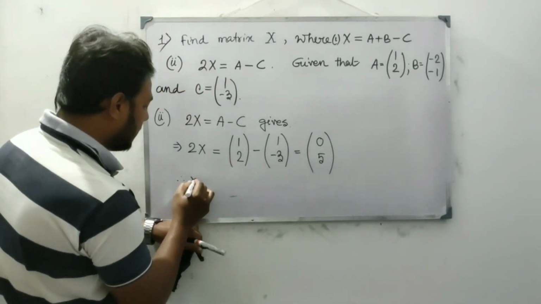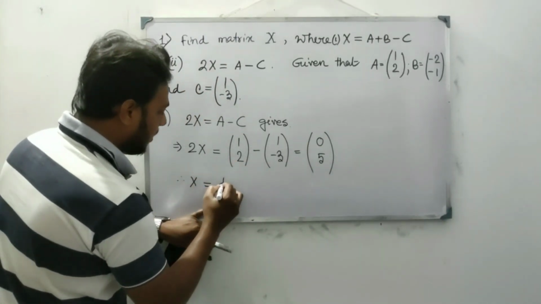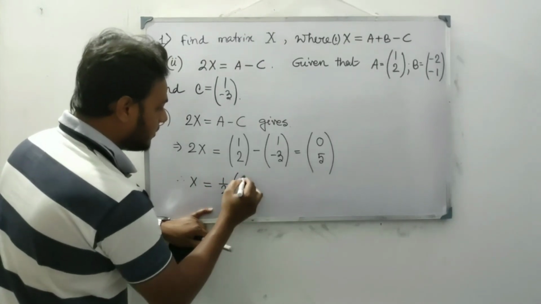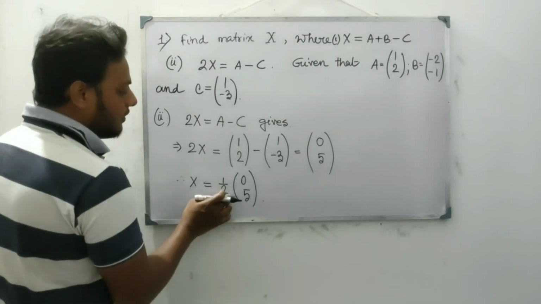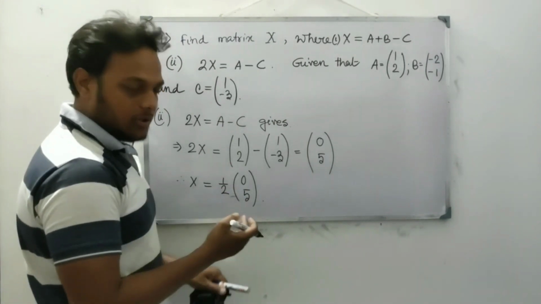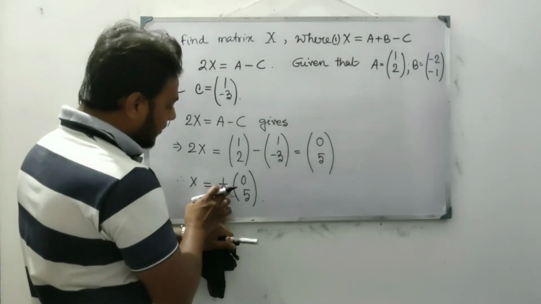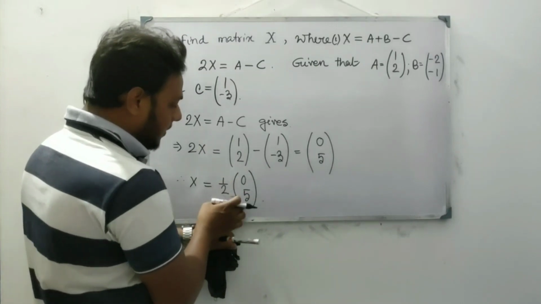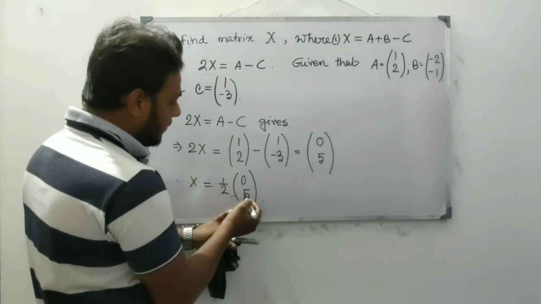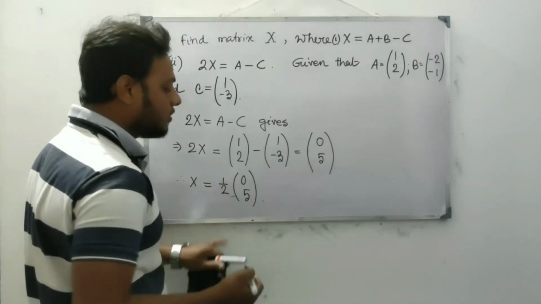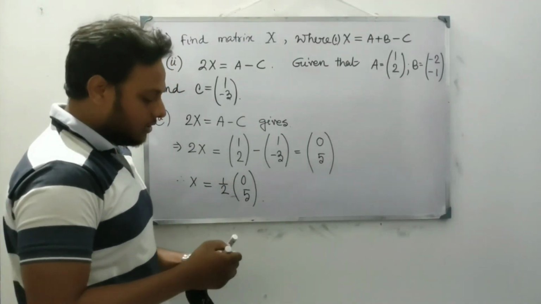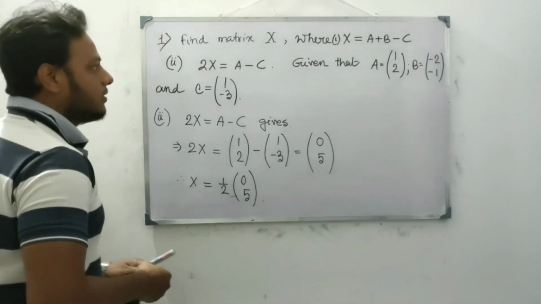Therefore X will be, we have to divide by 2. So 1 by 2 into 0, 5. Okay, since division is not possible here, meaning we can divide by 2 each and every entry of this matrix, but since 5 is not divisible by 2, that's why we keep it in this form, that is 1 by 2 into 0, 5. Understood? So this completes the second solution.